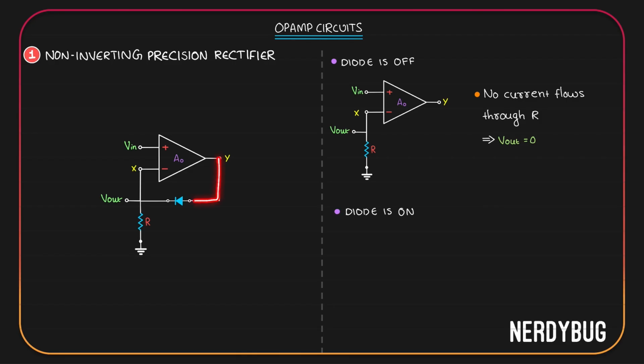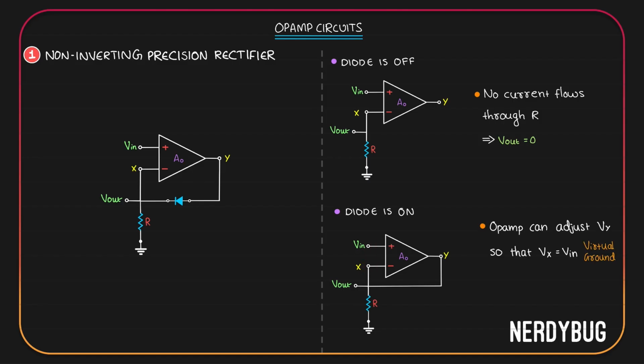In the second case, diode is on. Here Y will be directly connected to the output. The circuit will look like this. Clearly, we have a feedback. When there is a feedback, the op-amp will try its hardest to make sure the virtual ground condition is satisfied. That is, it will try its hardest to make the potential at these 2 points to be equal. Op-amp will adjust Vy, which is its output, so that Vx becomes equal to Vin. But Vx is equal to Vout. So in this case, output will be equal to input.